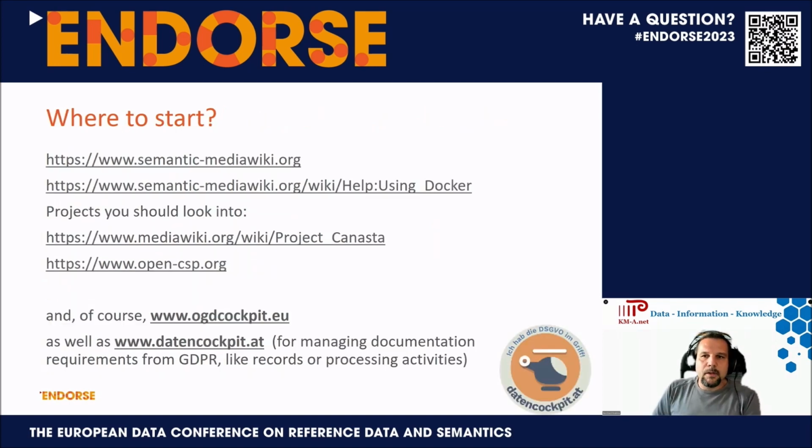Okay, so where to start? Well, obviously at semanticmediawiki.org. There is a yearly conference going on, usually in Europe in fall. There are also Docker images, and there are some projects that might be interesting. The project Nasta is providing a Docker image with a lot of extensions already integrated, including Semantic MediaWiki. There is also a project called OpenCSP that tries to move Semantic MediaWiki even further. And of course, the OGD Cockpit.